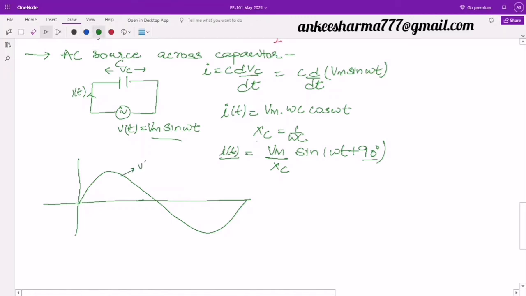This is my V of t. I of t is leading it, so definitely it will be like this. I have not considered the amplitude, kindly look into that also if you want to see. And then the last one is the power, I of t, and power is nothing but the product of these two.